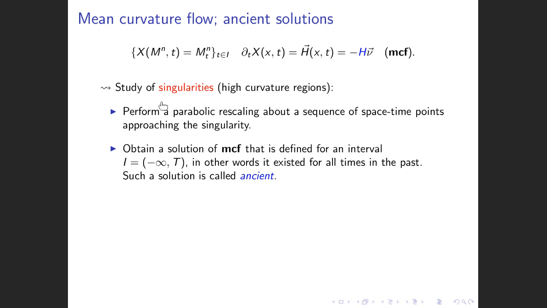So we do this by scaling time and space appropriately in a way that at the limit we still get a mean curvature flow. And additionally, this mean curvature flow has the property that it is defined in an interval of the form minus infinity up to t. Such a solution is called an ancient solution. So ancient solutions work as the tangent cones.